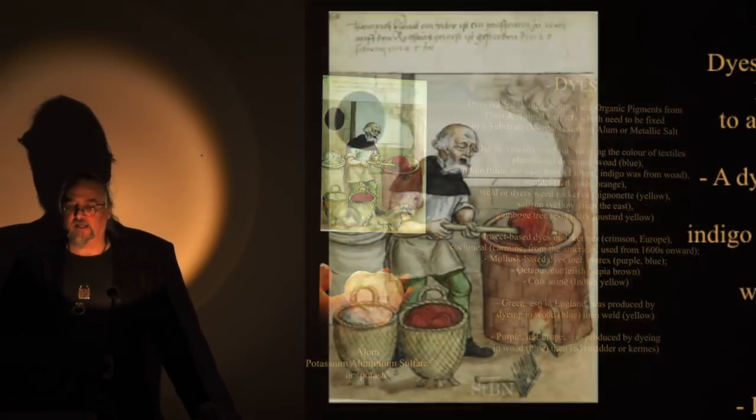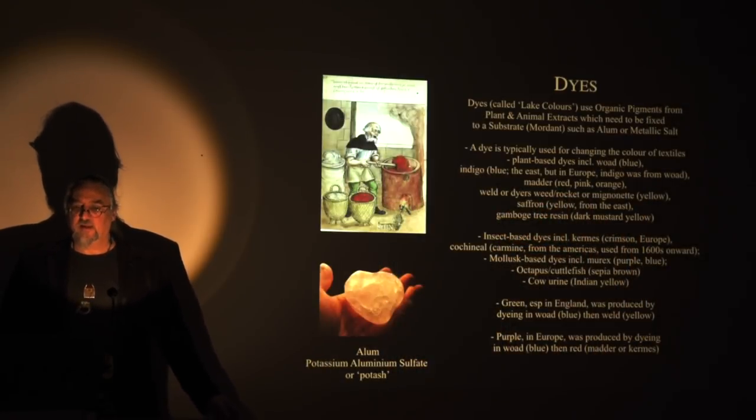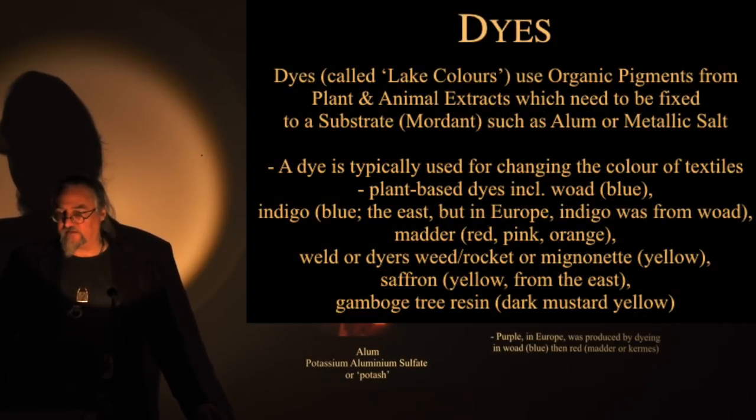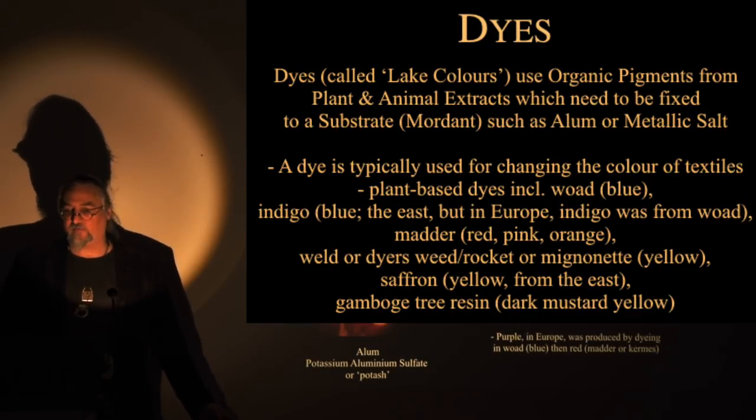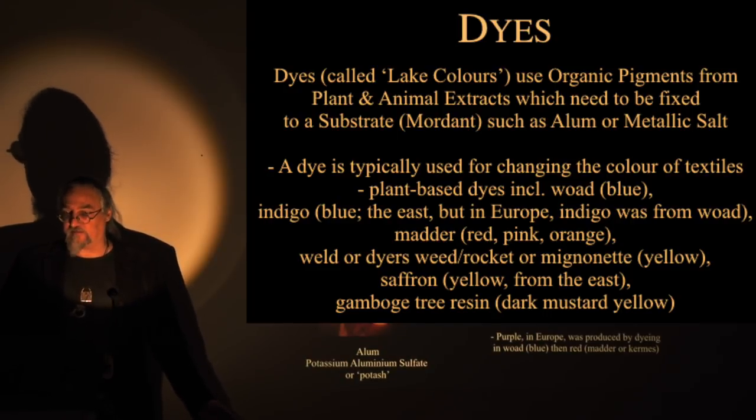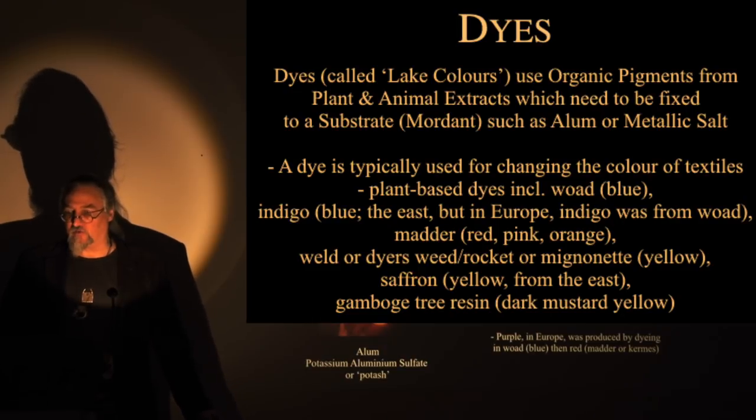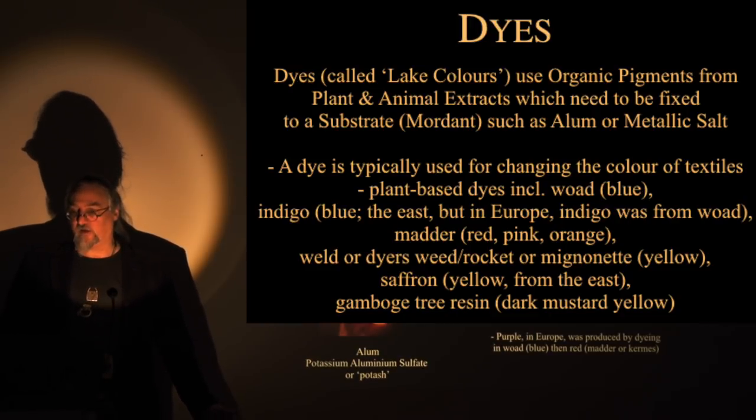I would now like to talk about dyes, because there are lake colors created from dyes, and the process is very interesting. So, reading here the text: dyes, called lake colors, use organic pigments from plant and animal extracts which need to be fixed to a substrate or mordant, such as alum or metallic salt. So a dye is typically used for changing the color of textiles, and plant-based dyes include woad, which is indigo blue, also indigo blue from the east, but in Europe indigo was from woad; madder, which is red or pink or orange; weld or dyer's weed, also called rocket or mignonette, is a yellow dye; saffron also gives us a yellow dye; gamboge, tree resin, which is a dark mustard yellow.